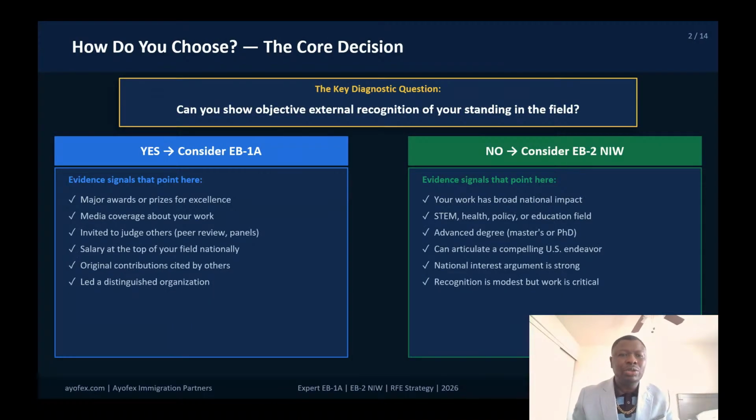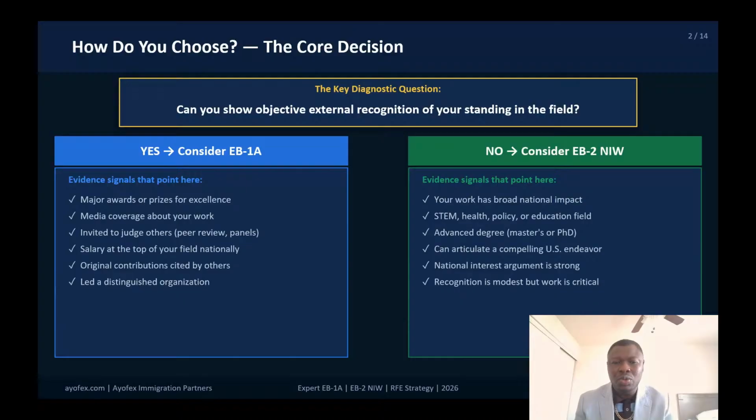So we're talking about how do you choose between EB1 and EB2? How do you make that determination? Choosing the right classification is very important and will determine whether your petition is approved or denied. So the key diagnostic question that you need to answer is, can you show objective external recognition of your standing in the field?